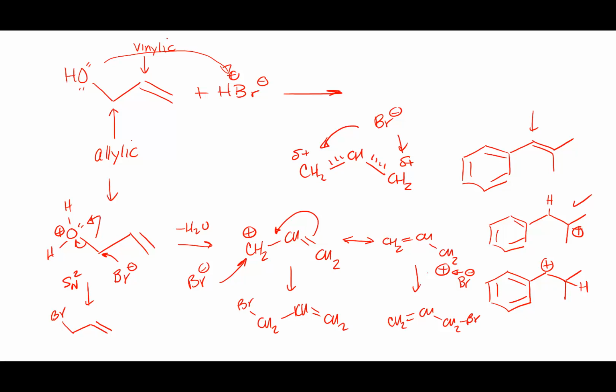So the SN1 pathway is, let's make the carbocation. There are two resonance structures. Let's react each of the resonance structures with the Br minus, and we make the product. And in this case, we make both products. Right. Okay, let's change the reaction, and now let's put an extra methyl group on. Let's still assume this is an SN1 mechanism.